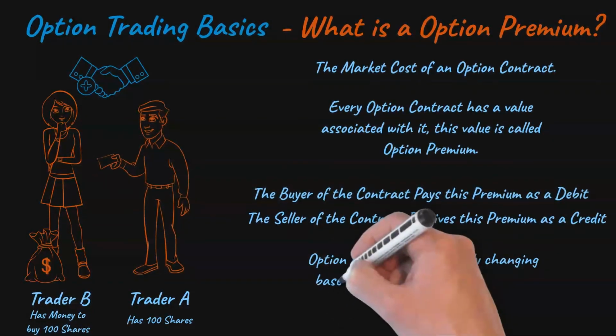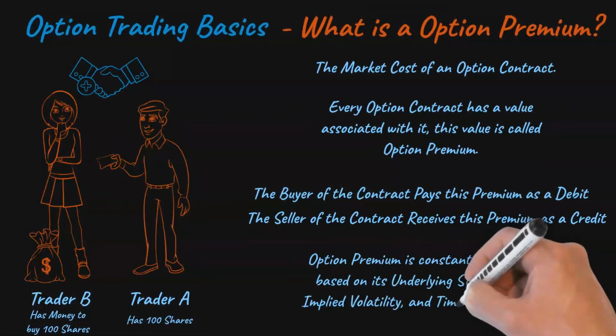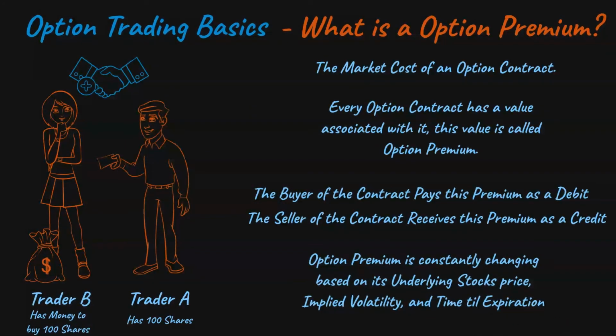Option premium is constantly changing based on stock price, implied volatility, and time till expiration. This means that you can buy an option and sell it for more later, or you can sell an option and buy it back for less later, making profits off option premium fluctuations rather than solely the stock's price. This is what makes option trading so diverse.